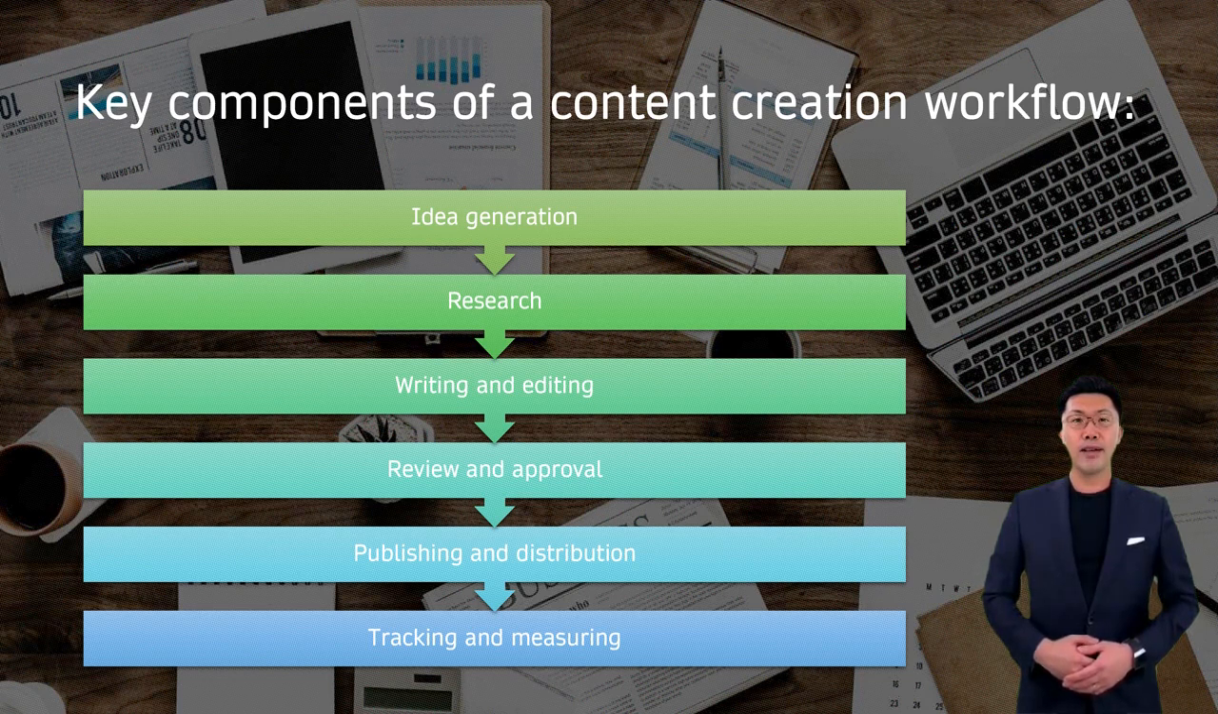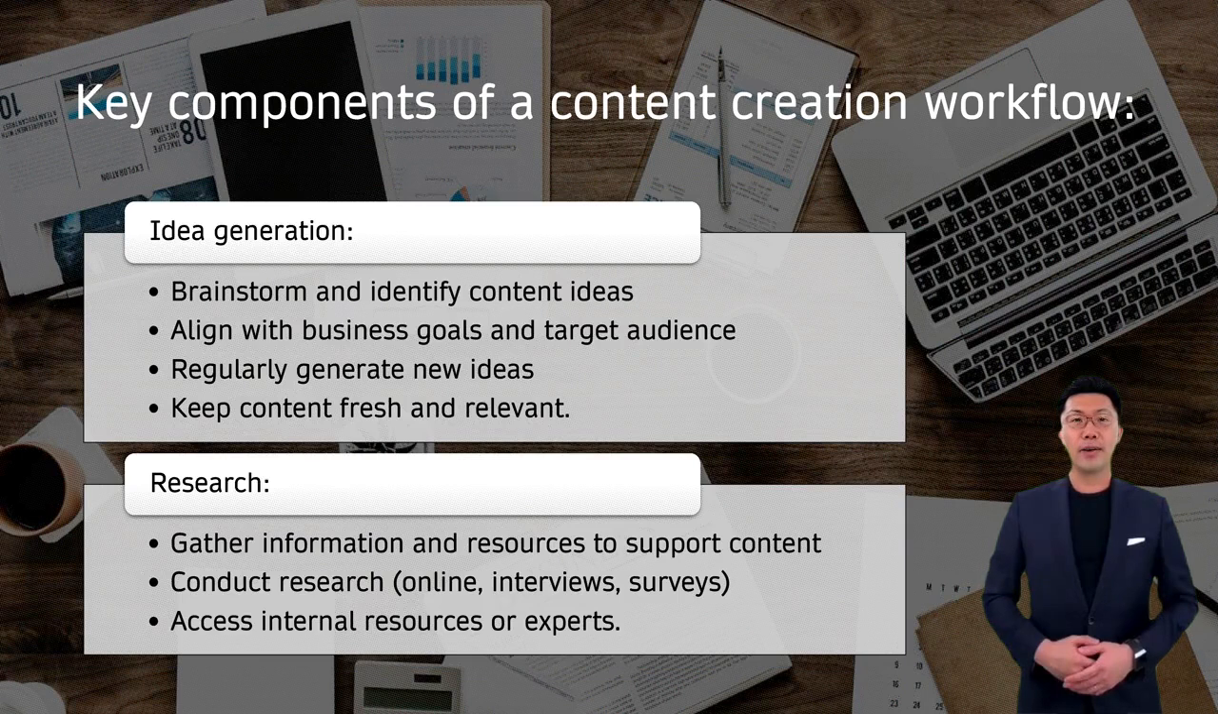In the next few slides, we will talk about the key components of a content creation workflow. As you see, there are 6 key components of a content creation workflow. The first component is idea generation. The second component is research. The third component is writing and editing. The fourth component is review and approval. The fifth component is publishing and distribution. The sixth component is tracking and measuring. Let's go through each of the key components one by one.